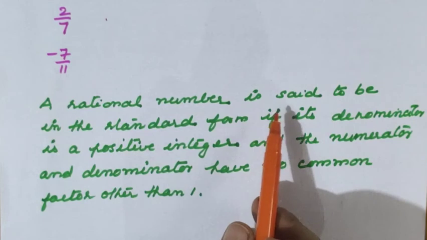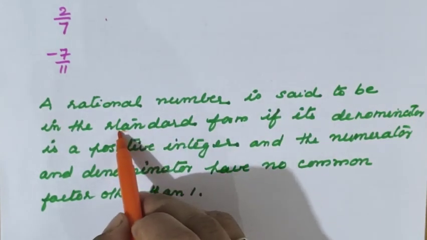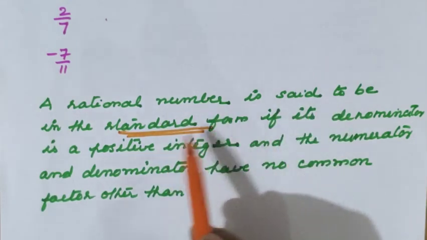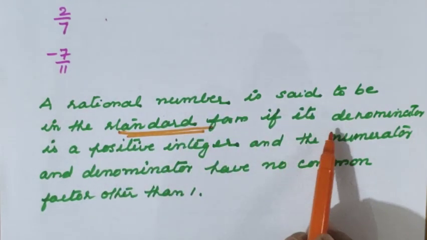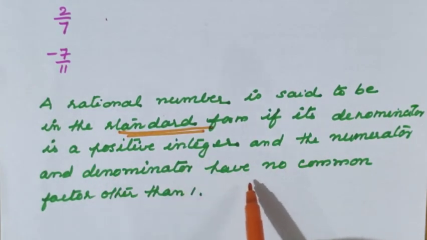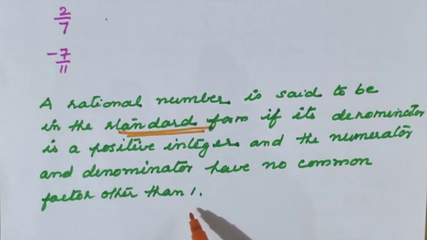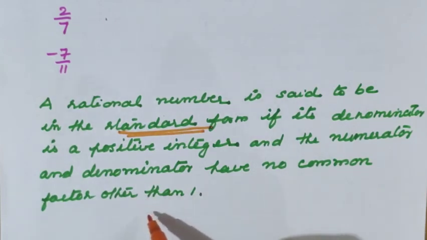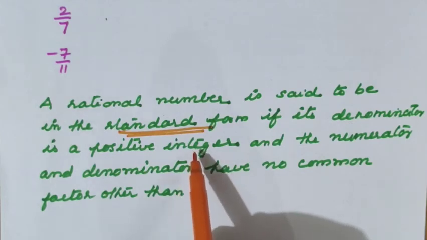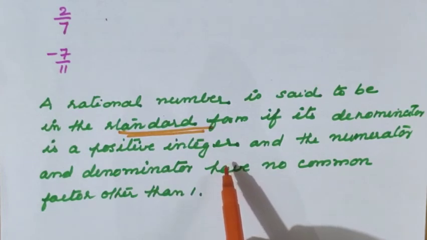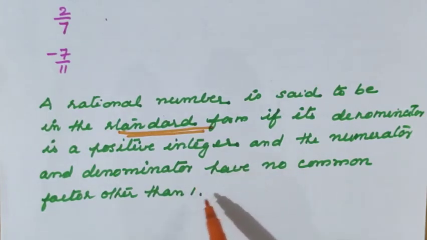So a rational number is said to be in the standard form, what does the definition say about the standard form? A rational number is said to be in its standard form if its denominator is a positive integer and the numerator and the denominator have no common factor other than 1. What is the definition? The denominator has only a positive integer and the numerator and the denominator have no common factor other than 1, right?